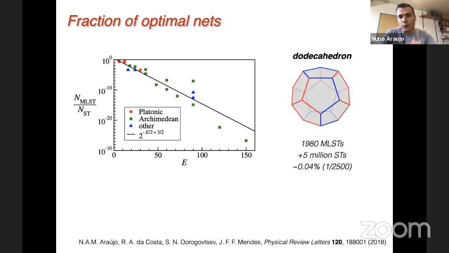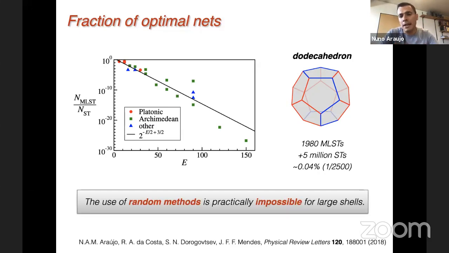So for example, if you take a dodecahedron, it has 5 million spanning trees and only less than 2,000 are optimal. So if you do it at random, this means that on average, for each 2,500 configurations that you generate, you will find one that is optimal. So very inefficient. And this becomes even worse when you start to look at much more complicated structures.